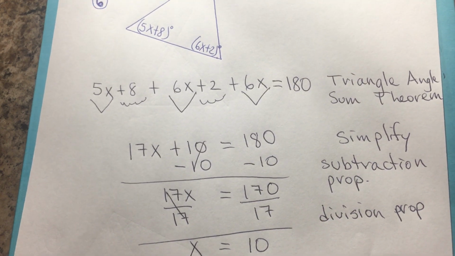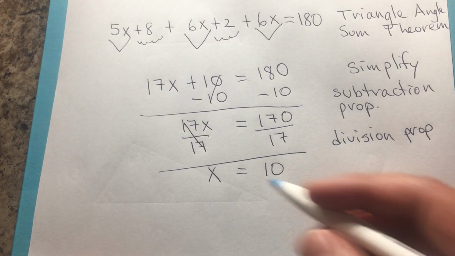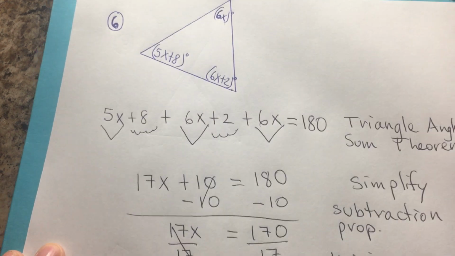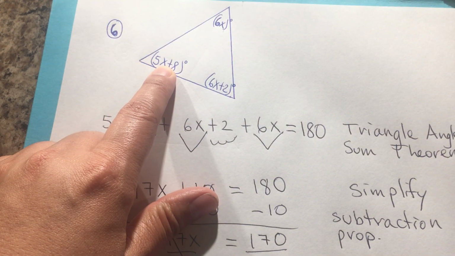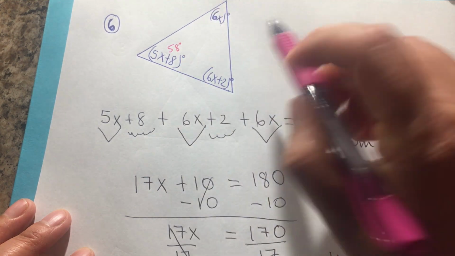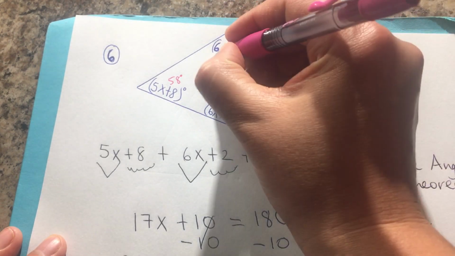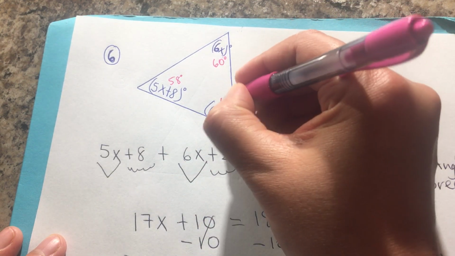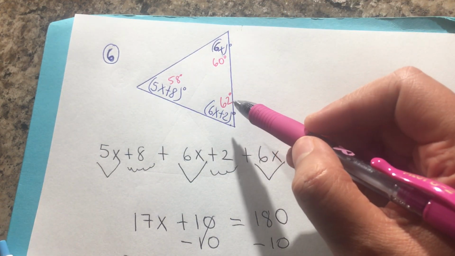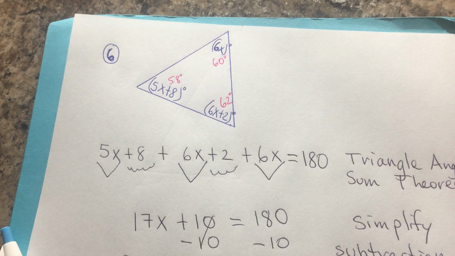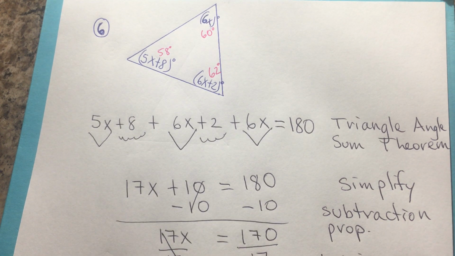Okay, and again, it doesn't ask to substitute, it says just to find the value, but in here, if x is 10, 5 times 10 is 50, plus 8, this is 58. In here, 6 times 10 will be 60 degrees. 6 times 10 is 60, plus 2 is 62 degrees. And if you add in your calculator 62 plus 60 plus 58, you will find out that it is 180 degrees.